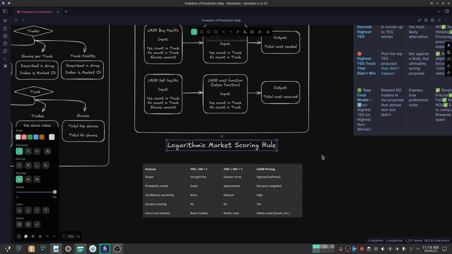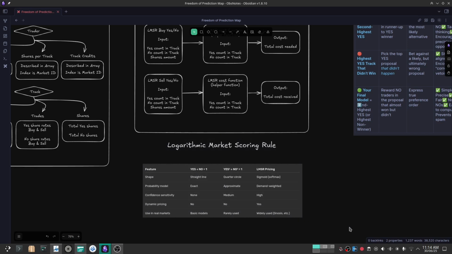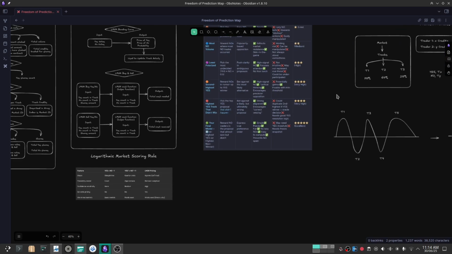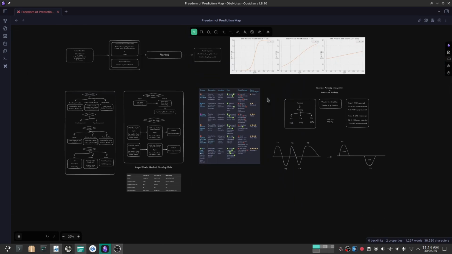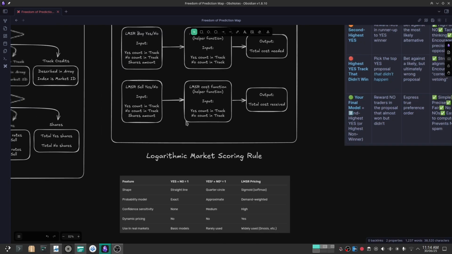LMSR stands for logarithmic market scoring rule, and there's a reason we are choosing LMSR pricing. It's because there are some benefits over linear and quadratic ways of bonding curves.